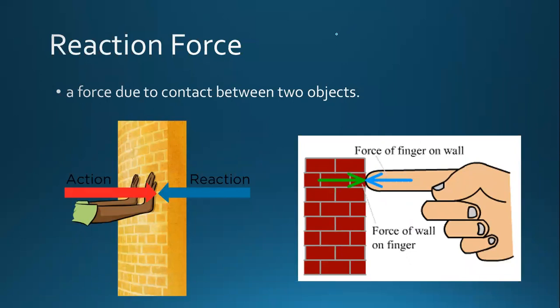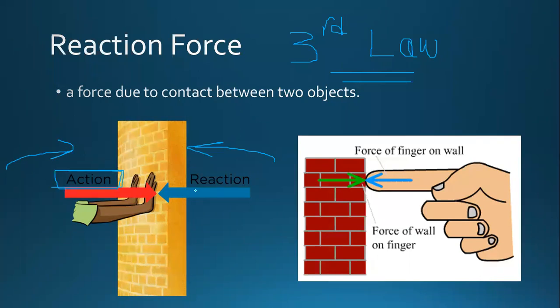Reaction force क्या होती है? Reaction force can also be described by Newton's third law. Newton's third law क्या कहता है? That when an object A applies a force on object B, B would also apply an equal and opposite force on object A. अगर आप wall को push करोगे, wall is going to push you. If you apply an action force on the wall, it would provide a reaction force against you. If you are applying a force with your finger on the wall, the wall is also applying a force on your finger.